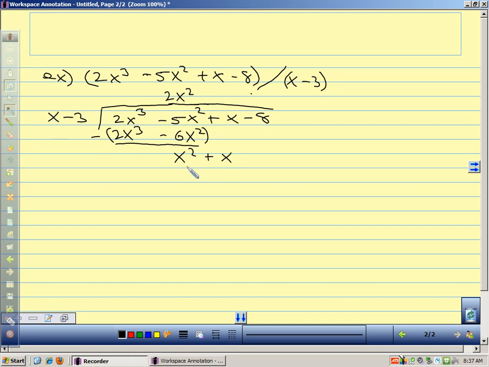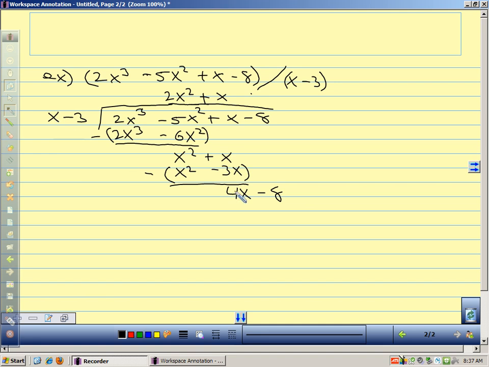What do I have to multiply x by to get x squared? X. So I'm going to put plus x up here, and then I'm going to multiply. X times minus 3 is minus 3x, and x times x is x squared. And remember, I need to subtract. X squared minus x squared is 0, and x minus negative 3x? 4x. 1 minus negative 3, so I get 4x, and I bring the 8 down, the minus 8.